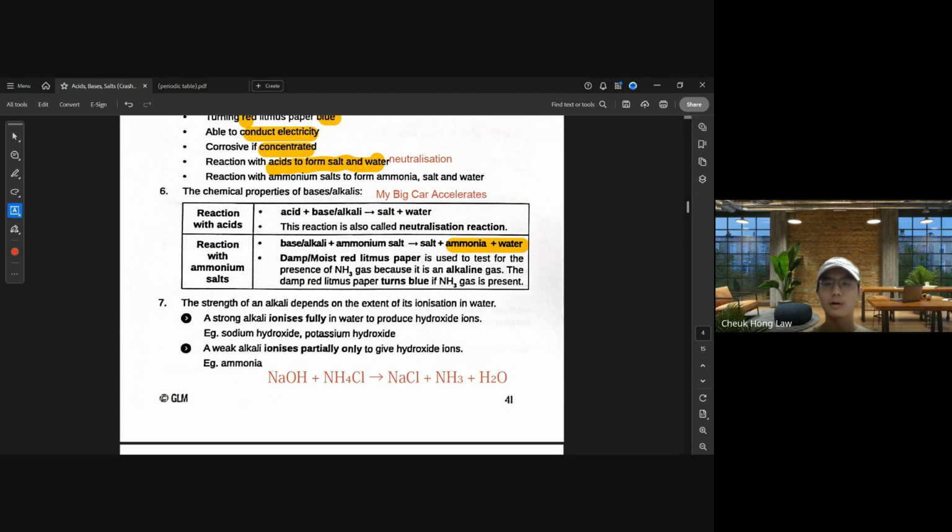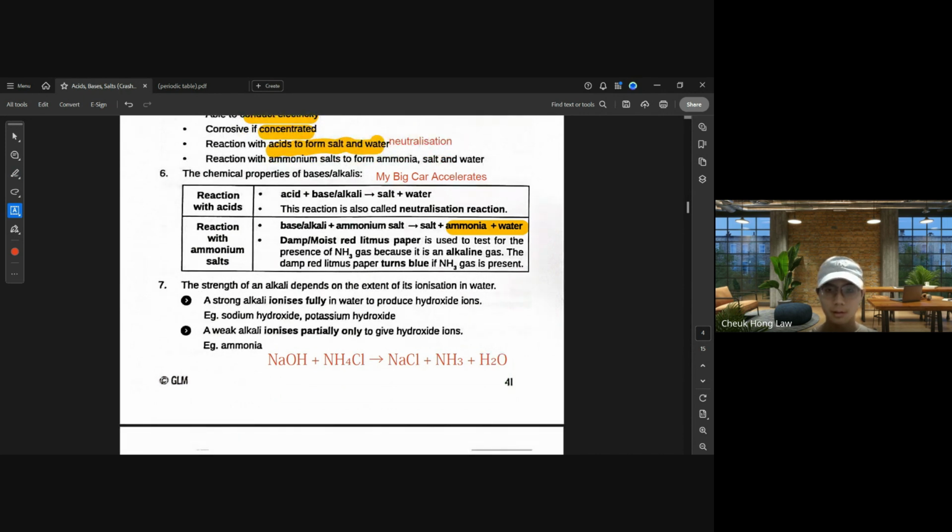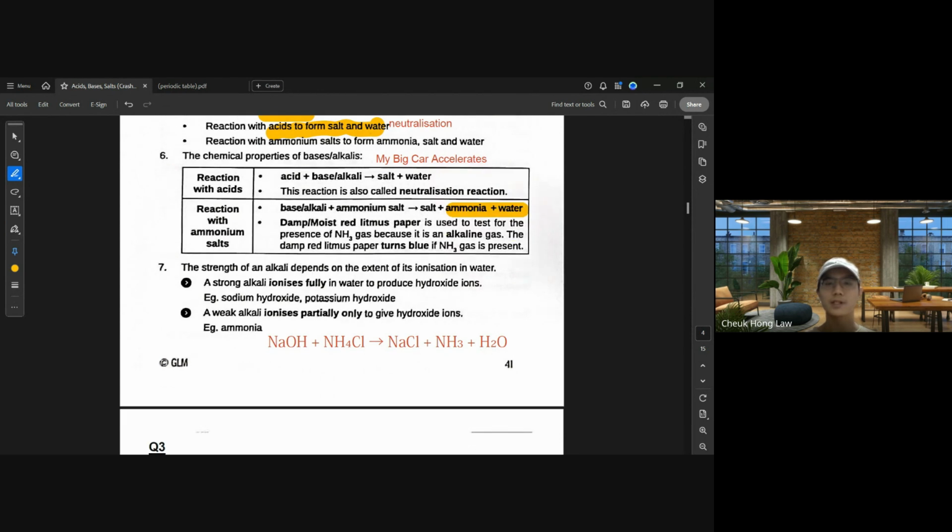So how do you work out the formula of the salt? We look at the ammonium chloride. We're basically going to replace the ammonium ion, which is NH4, with the metal in the alkali. So what's the metal in the alkali? Sodium. So sodium is going to replace this ammonium ion. Therefore, this salt will become sodium chloride. Okay, so that is how you form the equation for reaction with ammonium salts.